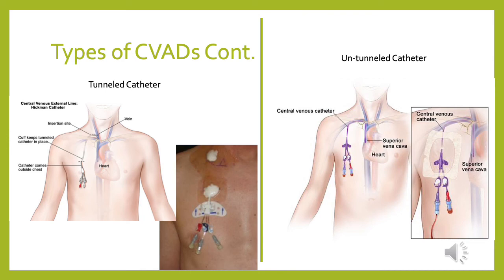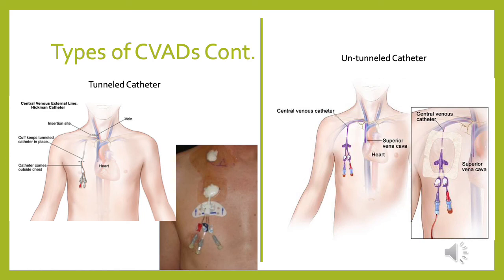Continuing on with the different central venous access devices, on the left-hand side we have a tunneled catheter, which is when the catheter enters into the chest wall and is tunneled under the skin and then enters the heart up top. There's less risk of infection than the non-tunneled catheter, and the placement is a bit more secured, and it's usually a little bit more long-term use than the untunneled.